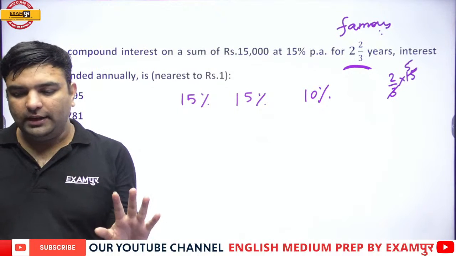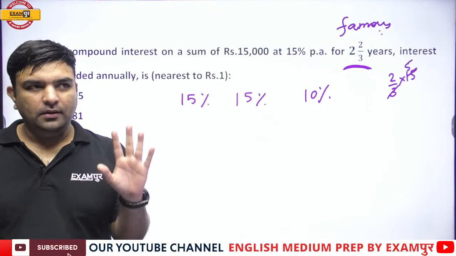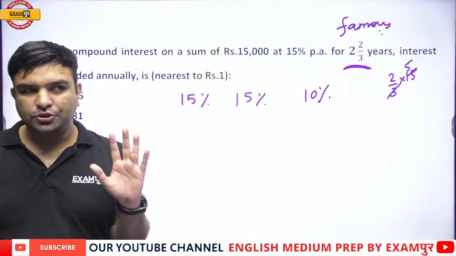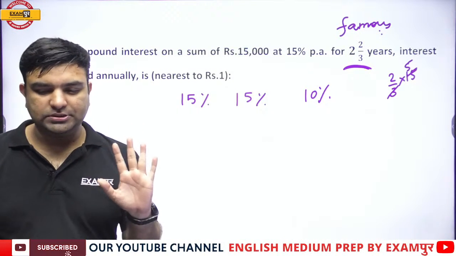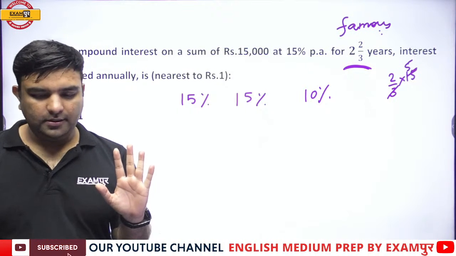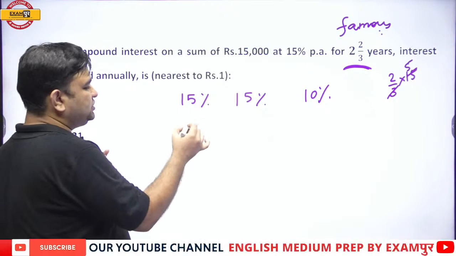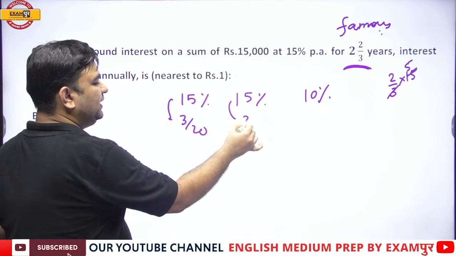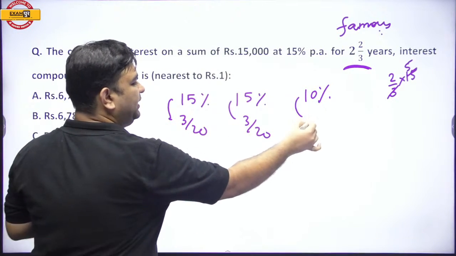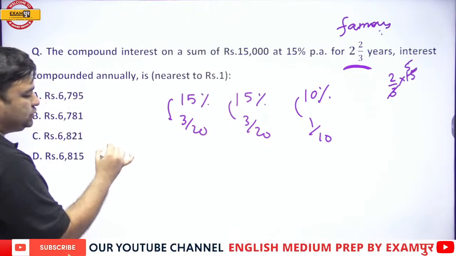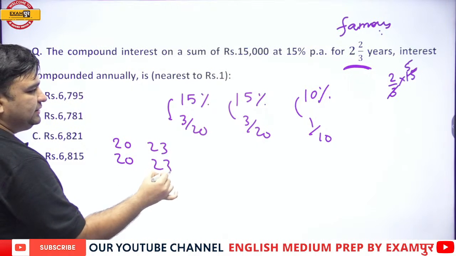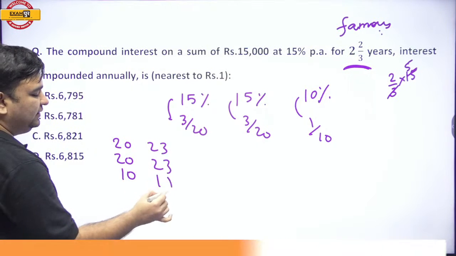I think we have not done any question with the fractions, so it's high time we did one question with the ratios as well. It's 3/20, and it's 1/10. So 20 will become 23 in the first year, 20 will become 23 in the second year, and 10 will become 11 in the third year.